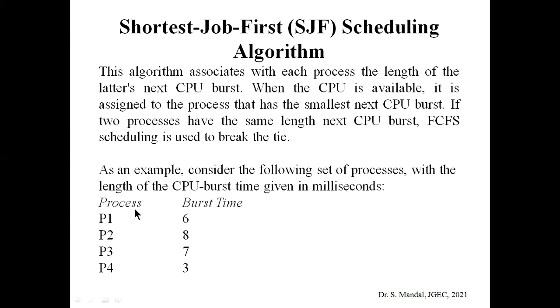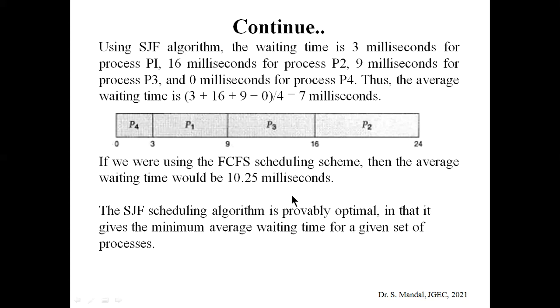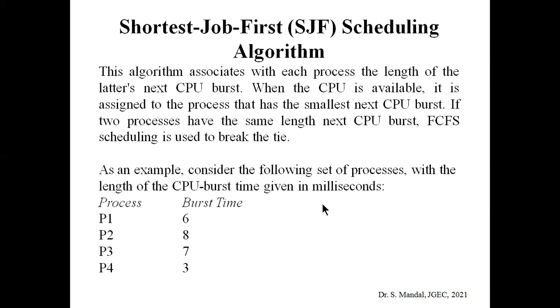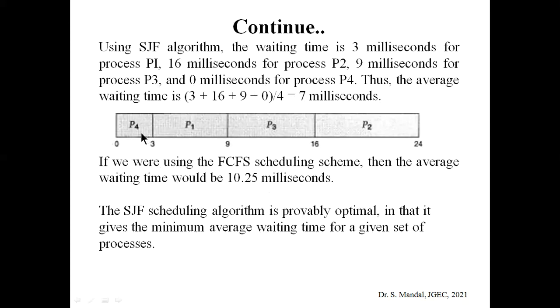Now consider a real life problem. Consider there are four processes which have burst times of 6, 8, 7, 3 milliseconds respectively. If we want to apply the shortest job first scheduling algorithm to this problem, what will be the Gantt chart? As per the SJF algorithm, the P4 process has the least burst time, so it will be executed first. Then P1, then P3, then P2. So the corresponding Gantt chart will look like this. That means P4, then P1, then P3, then P2.